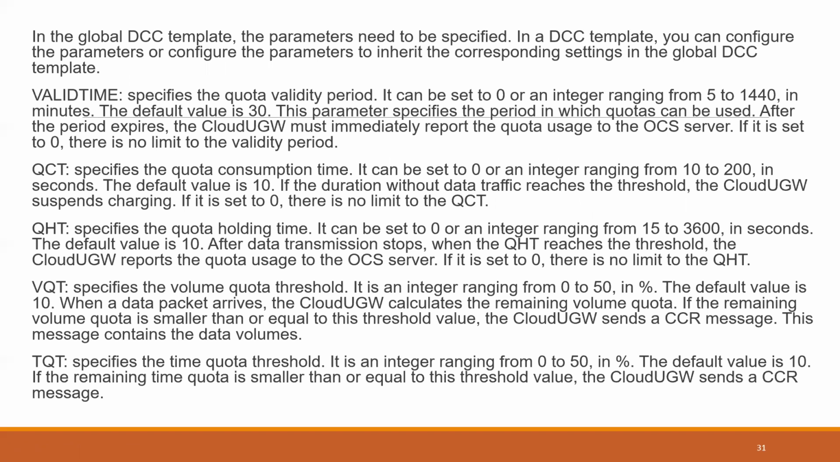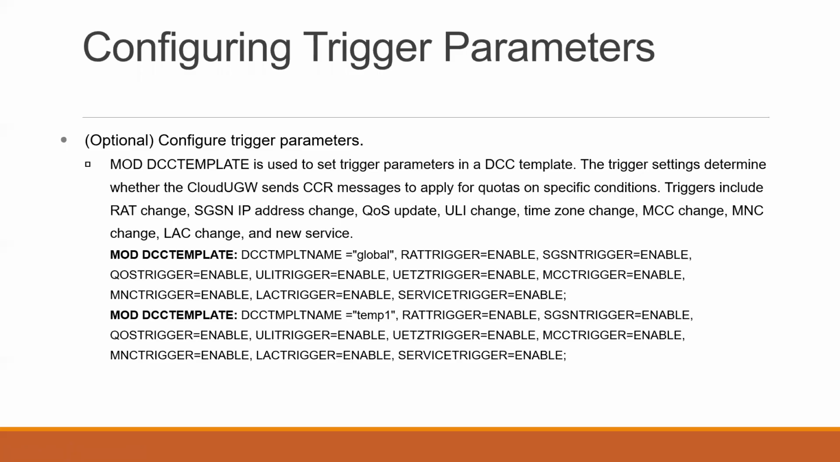Right. So this is something that is repeating. We're going to go forward. Next are the trigger parameters. When does a CCR get triggered? One is when your quota threshold has been reached. You define, for example, that 10% is the volume quota threshold. So if I am assigned 125 MB and only 12 MB is left, this is the time when my CCR is going to be initiated towards the OCS.